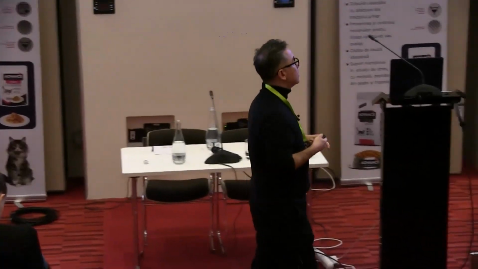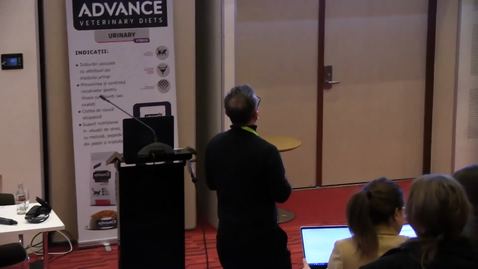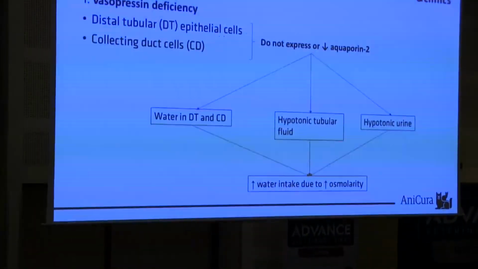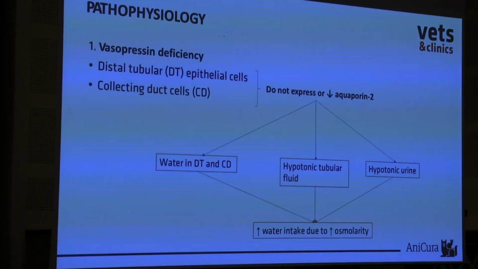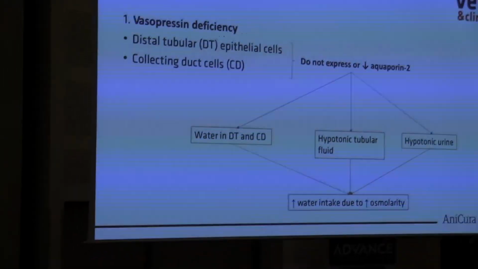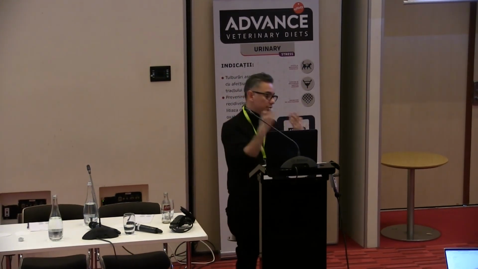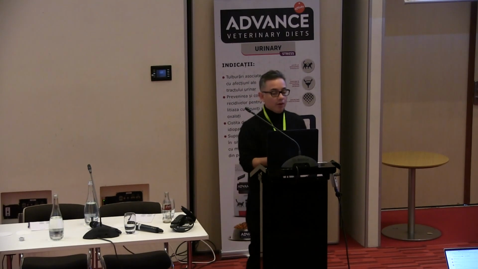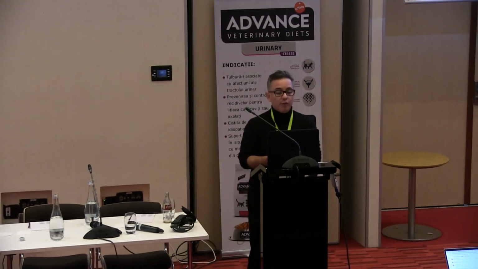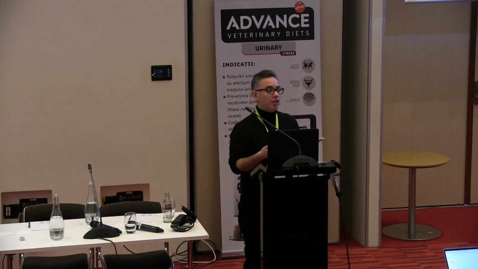And here we know that there is a clear vasopressin deficiency, mainly affecting the interaction between AVP and the distal tubular and connecting duct cells, and again, for this reason, decreasing aquaporin 2, the water channel. And the water is not reabsorbed in the distal tubular and the collecting duct, and at the same time it does not induce the sodium and chloride to go into the interstitium. For that reason, there is a hypotonic tubular fluid, and at the same time a hypotonic urine occurs. All of this produces an increased water intake due to increased osmolality in the blood.